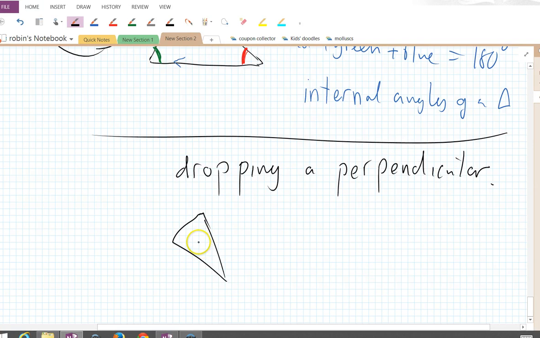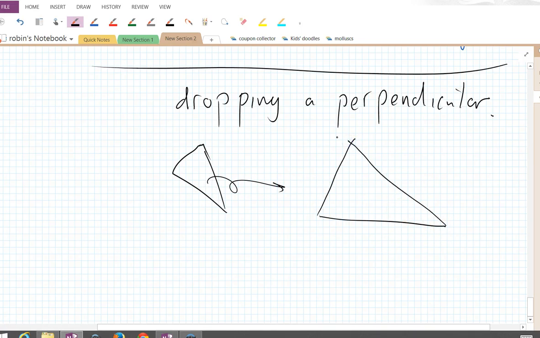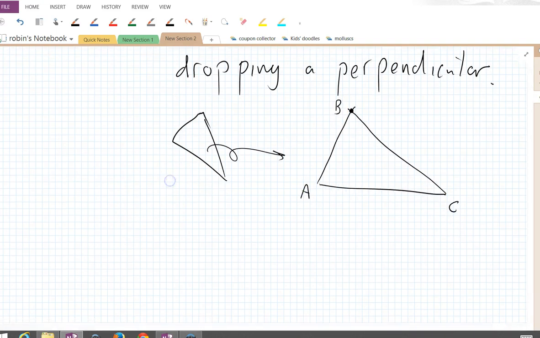So what I'm going to talk about is dropping a perpendicular. So we get this triangle here. The first thing we do is try and turn it into standard format. So here it is, and we can see it's just any old triangle. Dropping a perpendicular means taking this point here. You talk about dropping a perpendicular from a point. Actually, why don't I label them? I'm going to label that A. I'm going to label that point B. I'm going to label that point C.